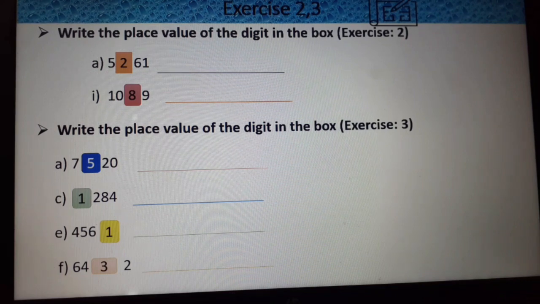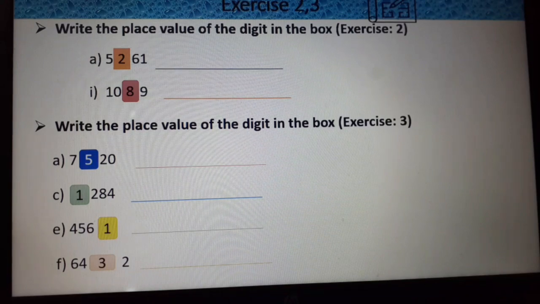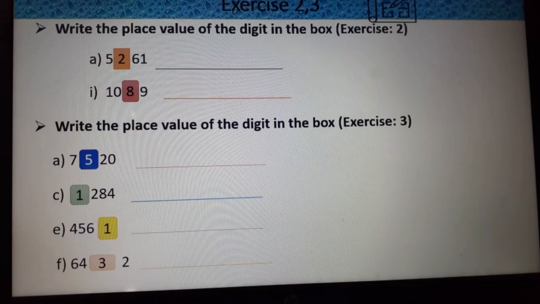Okay, let's learn it. Say the number 5261. I have highlighted the digits whose place value we need to know. In the number 5261, we have to know the place value of 2. The highlighted box, which is orange color, yes. That orange 2. What is the place value of 2 here? 5261. So the place value of 2 is 200. 200.